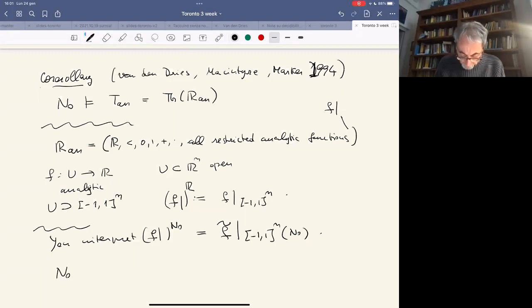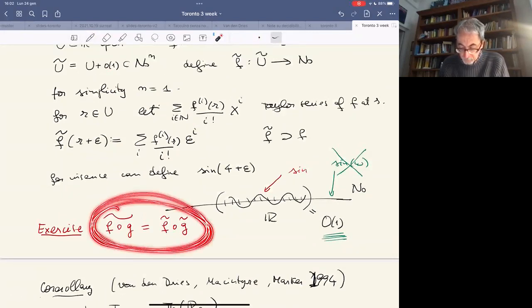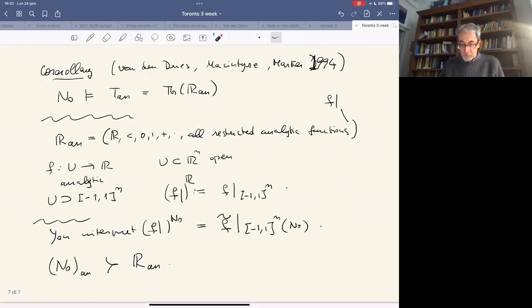So if you put on the surreals all these restricted analytic functions, you get an elementary extension of the reals. This is the content of the theorem. And it's based on the axiomatization of Tn given by Van den Dries, McIntyre, and Marker. The essential axiom of that axiomatization is that composition works well. Once you know that composition works well, you deduce from the axiomatization that you get an elementary extension.